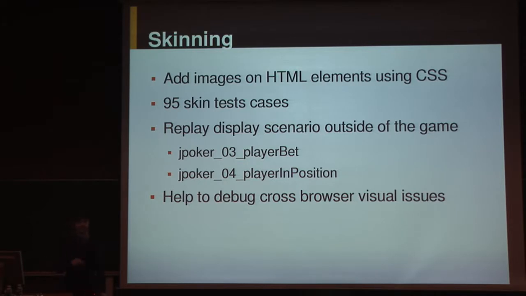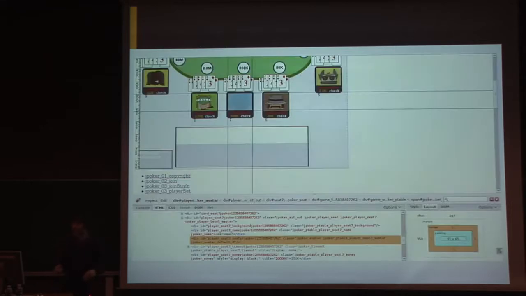And we also have skin test cases. Because when you are doing a game, it could be difficult to reproduce every game scenario possible. Because if you want, for example, to display something special when two players are all in, you have to log in two players, create a game, and have them put all their chips in and then be in the all-in situation. And for that, we have skin test cases, which are just faking the server and sending the packets to the client, so we don't have to do manual clicks to go into a particular situation. So that also helps to deal with cross-browser visual issues. So you can fire the same test case on many browsers and see if visually it looks the same.